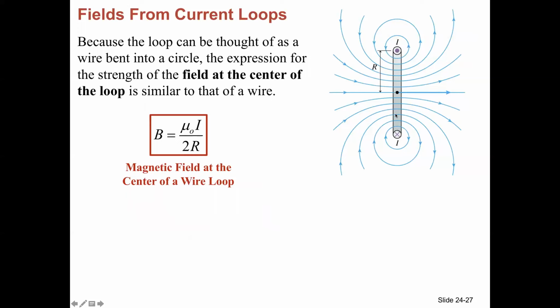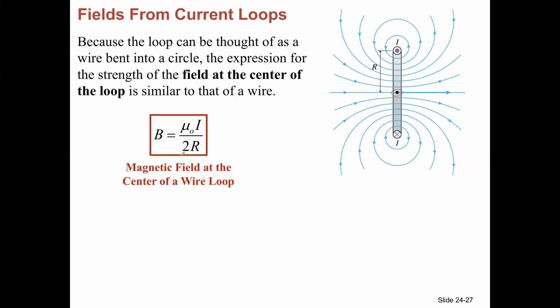So the current up here at the top is coming out towards us. It then loops around and goes back down into the page here. Often we'll have problems where we want to find the magnetic field right at the center of the loop, so right at this point here. At that point, the direction of the magnetic field is again given by the right-hand rule like we talked about on Monday. And the strength of the magnetic field at that point is given by this formula.